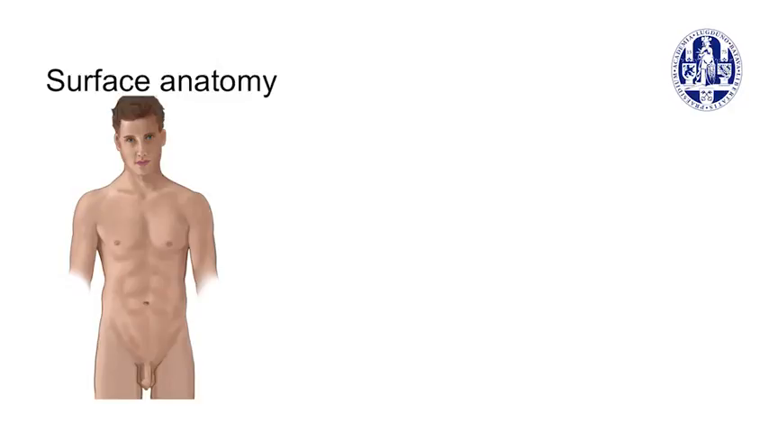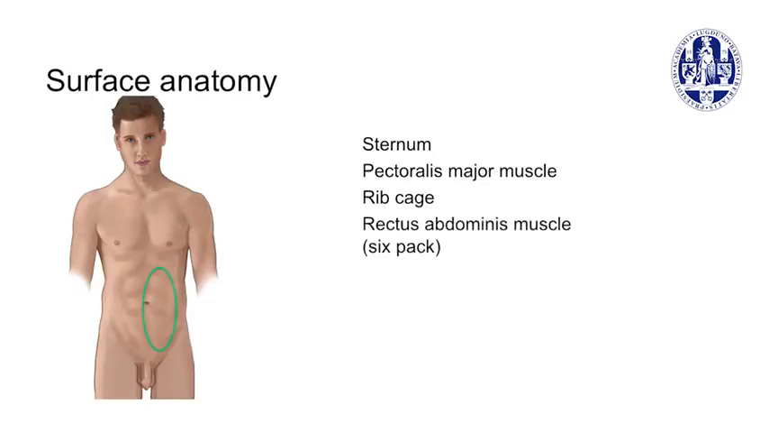Through the skin we can easily detect and palpate the sternum in the midline of the thorax. Next to this, the pectoralis major muscle. An important demarcation point of the abdominal wall is the inferior border of the rib cage. In the abdominal region, the most well-known abdominal muscle, the rectus abdominis muscle, is visible at the left and the right side of the midline. In everyday speech, these muscles are called the six-pack.